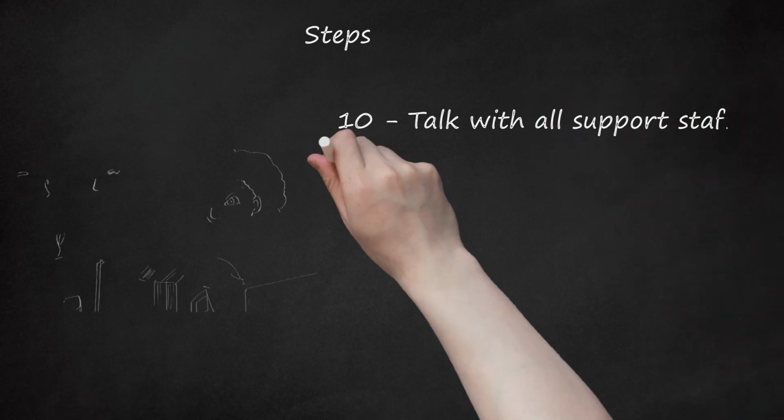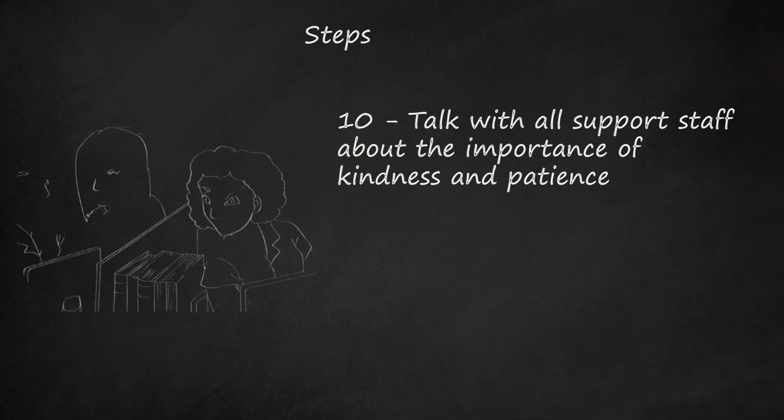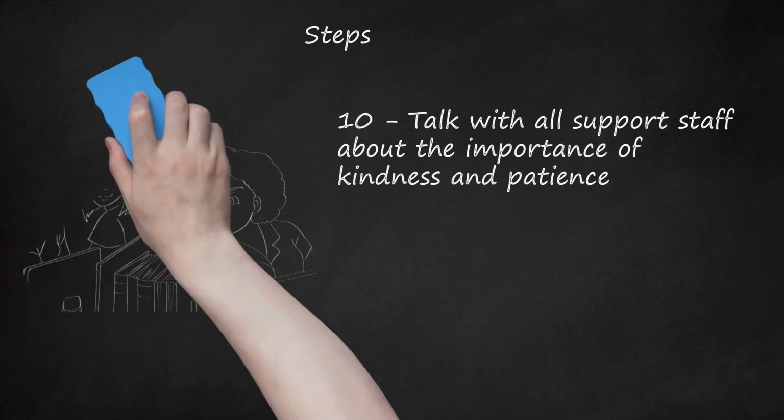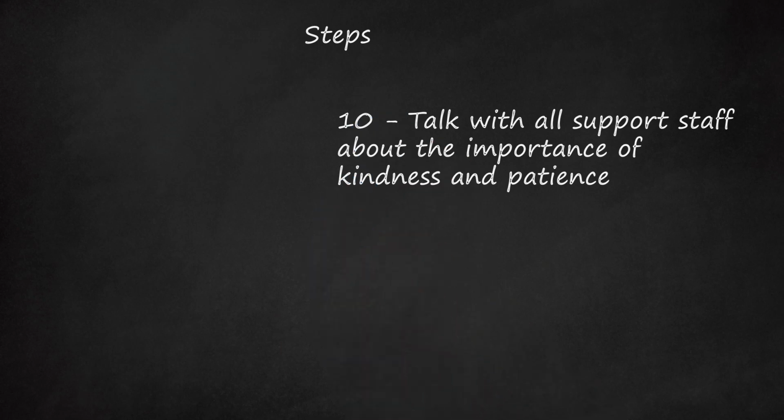10. Talk with all support staff about the importance of kindness and patience. Autistic children face difficulties that neurotypical children do not, and when the child acts upset, they may be experiencing something you can't see. Responding with compassion will help them feel supported.